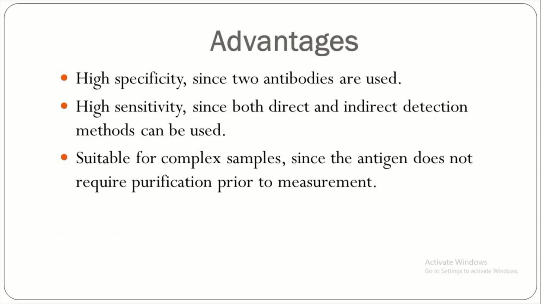So what are the advantages of this indirect ELISA? It has high specificity since two antibodies are used. It also has high sensitivity because both direct and indirect detection methods can be used here. It is suitable for complex samples, since the antigen does not require purification prior to the measurement.